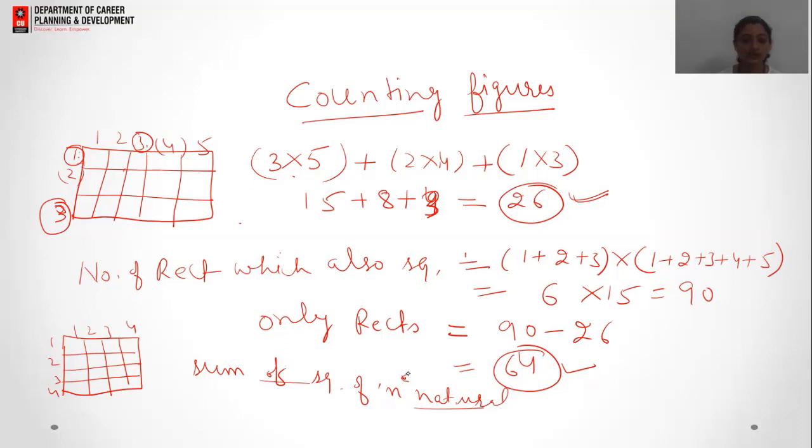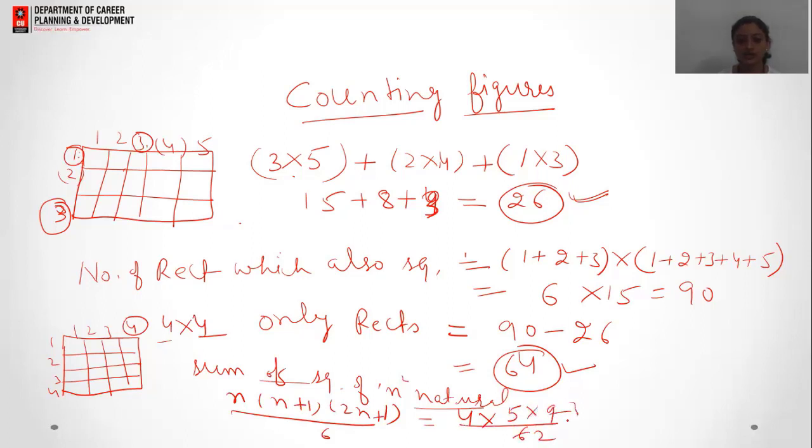Right? So that is equal to n into (n plus 1) into (2n plus 1) divided by 6. And here n comes out to be 4 because this is a square of 4 by 4. Here the value of n will be equal to 4. So this becomes 4 into 5 into 9 upon 6, and that comes out to be 30. So total 30 squares are there in the given figure.